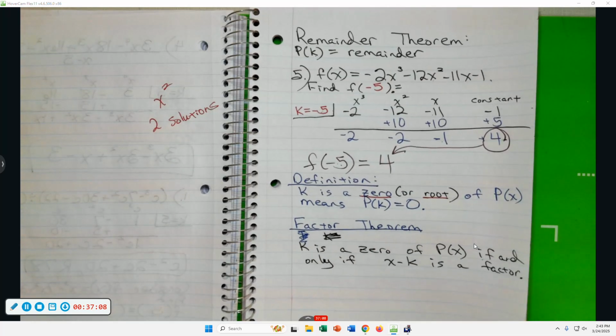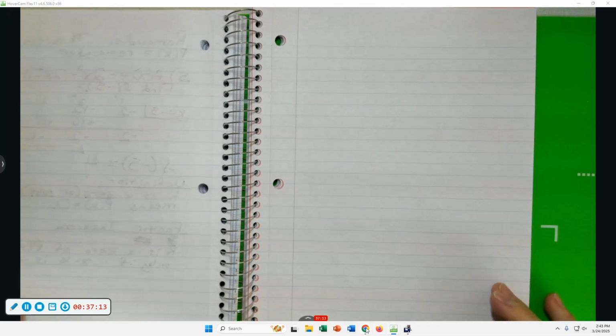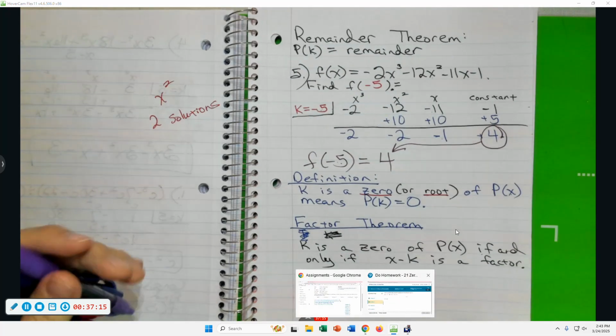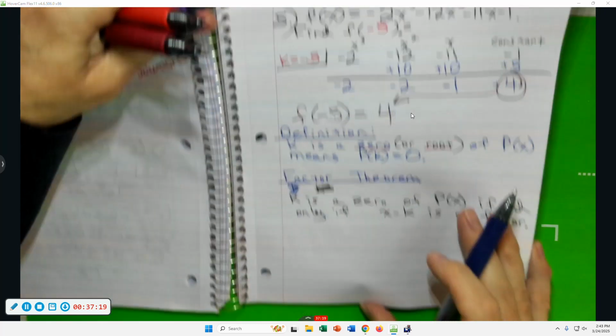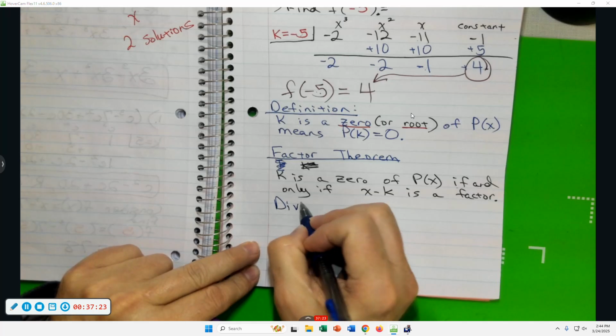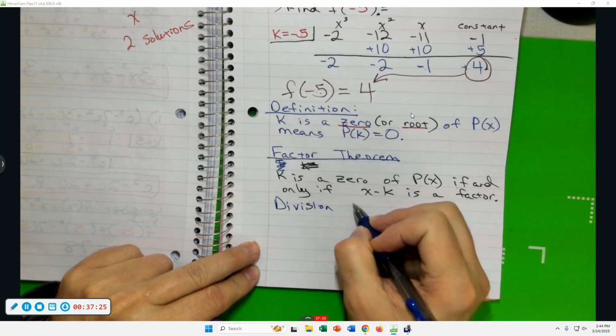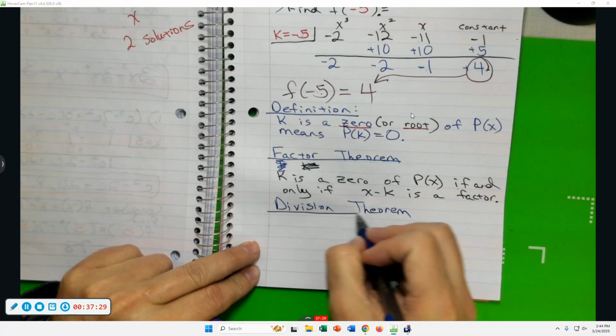Let's see. How about number 6? Oh, well, actually, maybe I should remind y'all of the division algorithm. This is something they know. They might not be able to state it algebraically, but they know this.